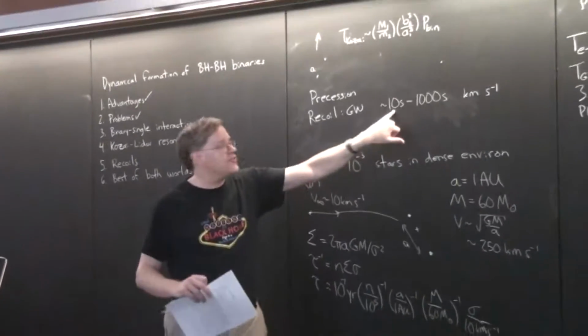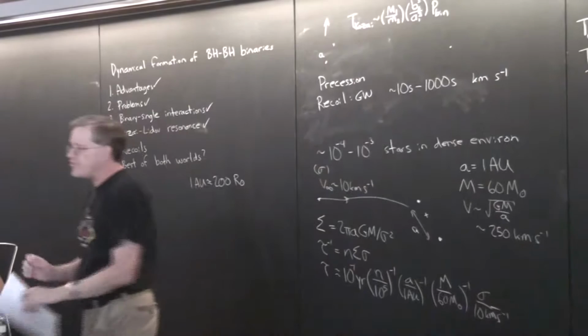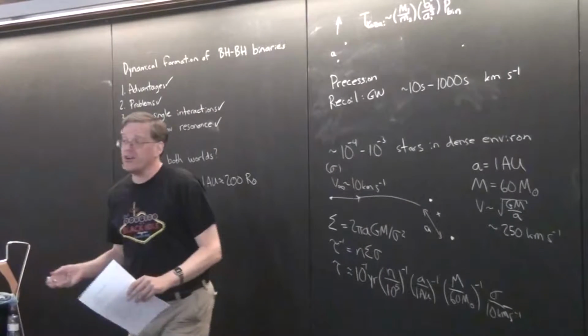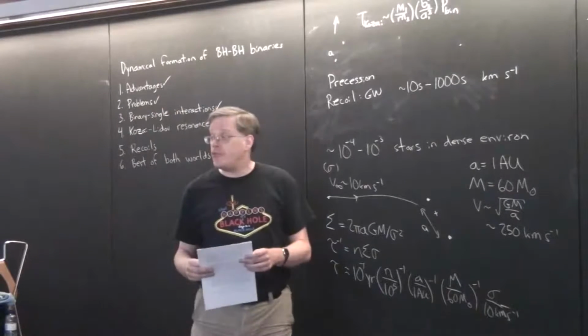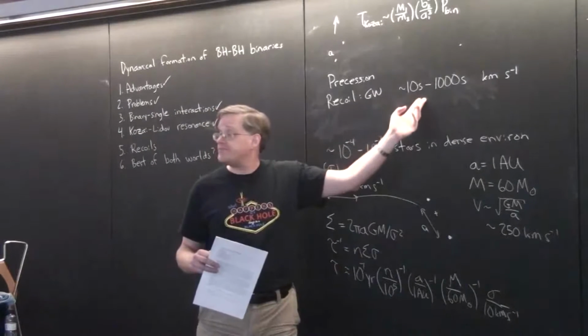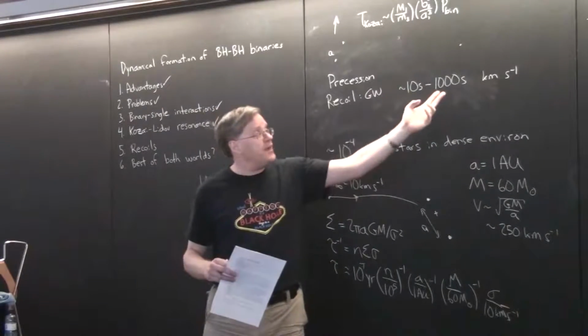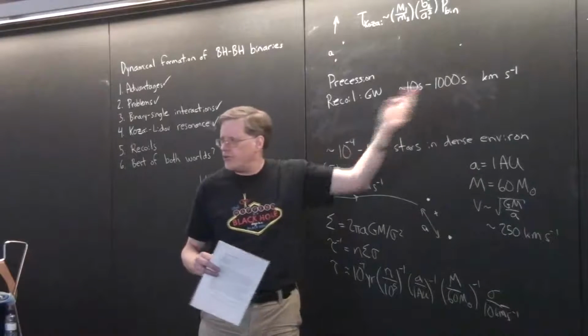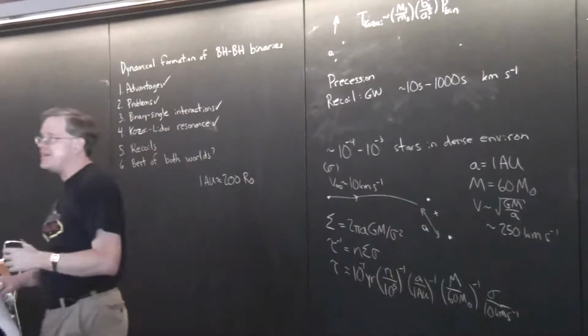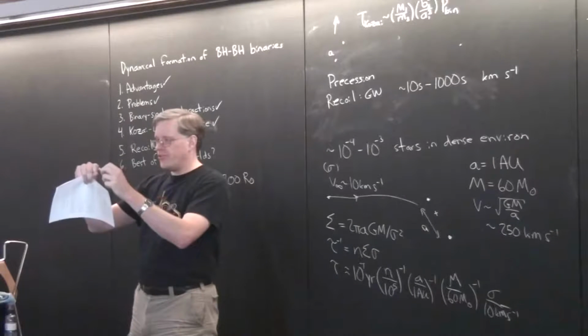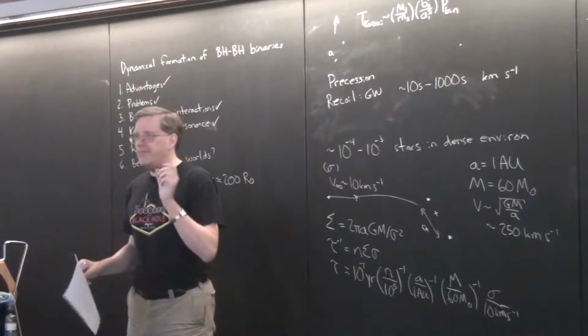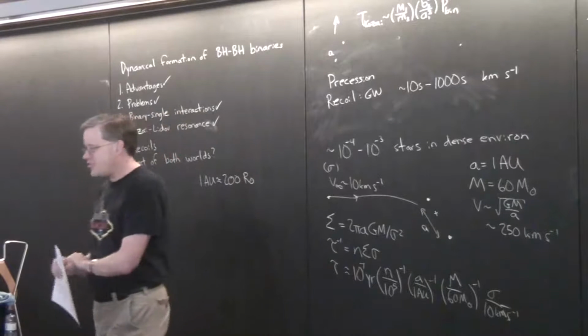A dense globular cluster might have an escape speed of 50 kilometers per second. A nuclear star cluster, like the one in our Milky Way or other galaxies, can have an escape speed of hundreds of kilometers per second. And if you have something, say, in the very early universe, a very dense cluster, maybe it can get up to 1,000 or so. But nonetheless, equal mass mergers are things that are challenging to keep in these systems.